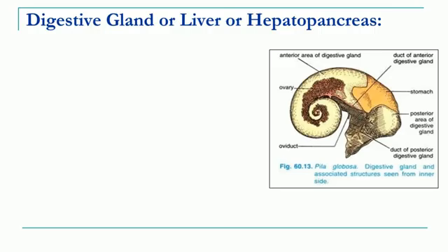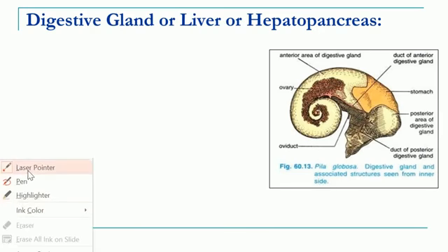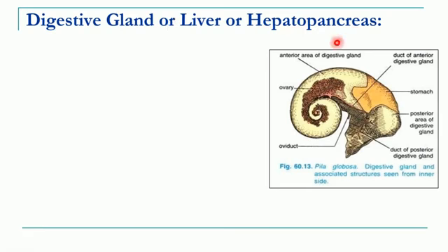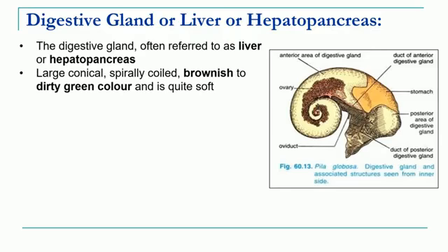Now we move on to the fourth important type of gland present in Pila globosa, that is known as the digestive gland, or it is also commonly referred to as liver or hepatopancreas. Now what is the shape of this gland? It is large, conically shaped, spirally coiled. Here you can see it is a spirally coiled structure, brownish to dirty green in color, and very soft in appearance.